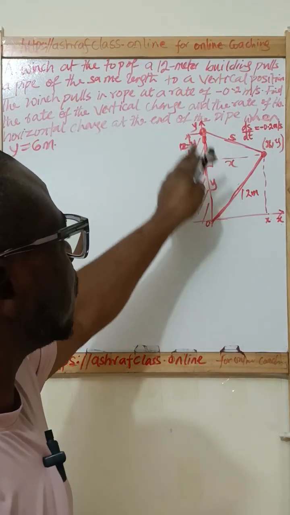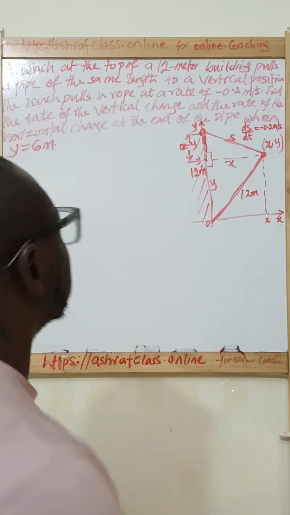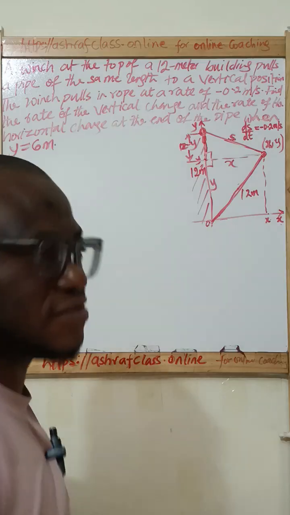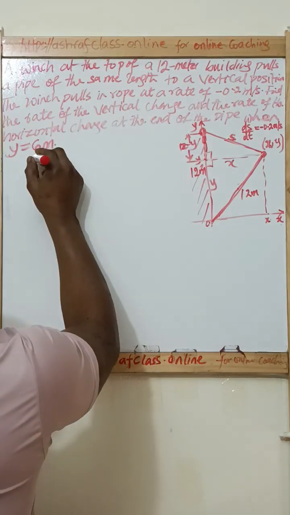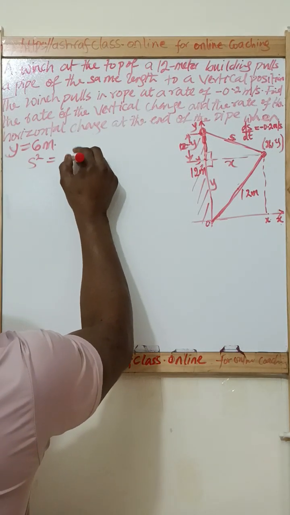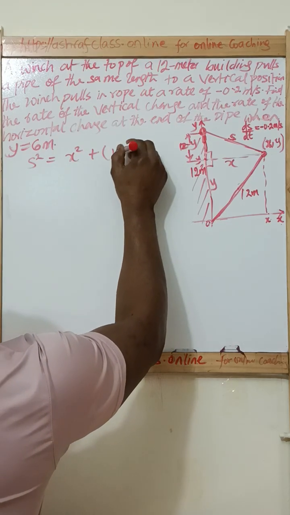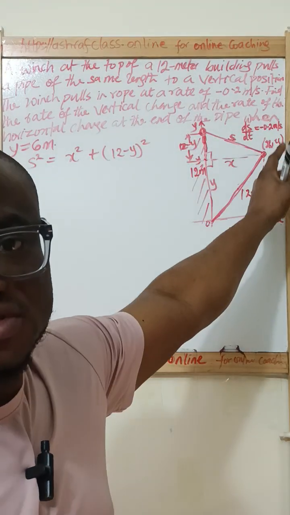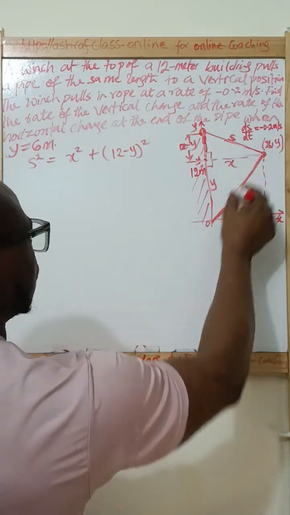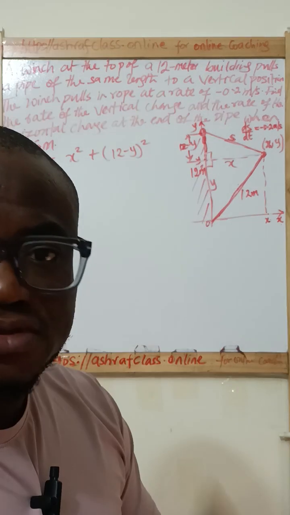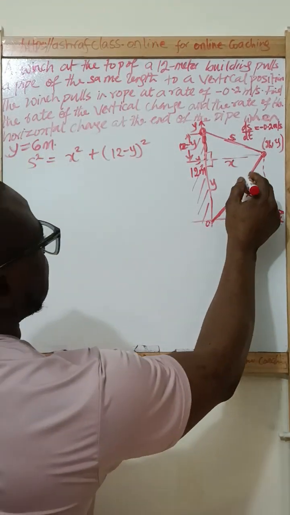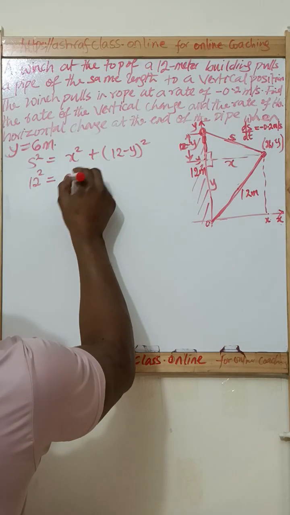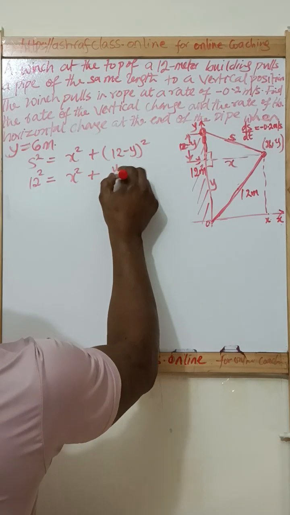And then from here we can form an equation. By Pythagoras theorem, s squared will be x squared plus (12 minus y) squared. This is Pythagoras theorem for the first triangle, and for the second triangle we can also form a Pythagoras theorem. This is 12, this is x, this is y, which means 12 squared is going to be x squared plus y squared.